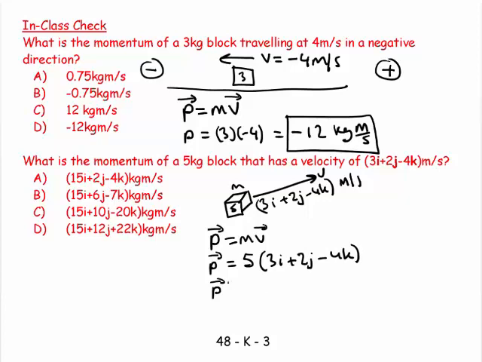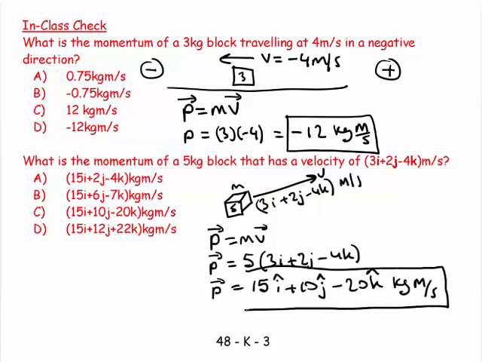So vector momentum is equal to 15i plus 10j minus 20k. And that's going to be in kilograms meters per second. Don't forget your units when you're doing an ijk calculation. Let's look at another one.